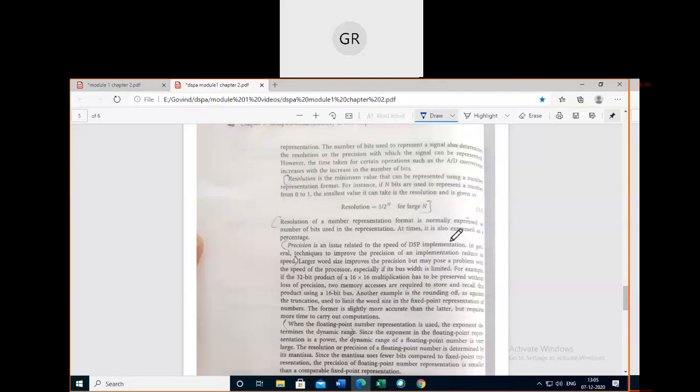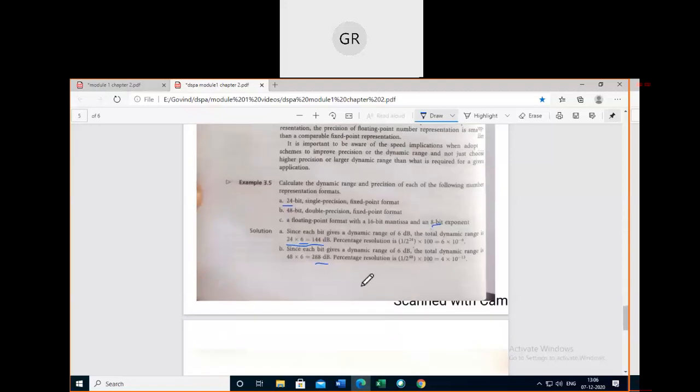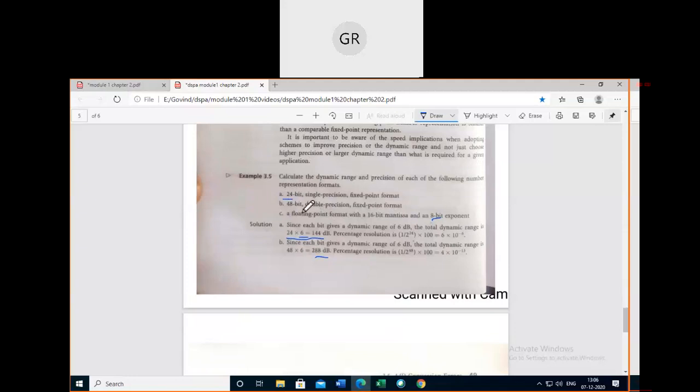The resolution of a number representation format is normally expressed as the number of bits used in the representation. At times it is also expressed as a percentage. Just remember this is the equation to determine the resolution. See here, how many bits? 24 bits. 1 divided by 2 raised to 24. If it is in terms of percentage, then multiplied with 100. Here it is 48 bits, so 1 divided by 2 raised to 48 into 100.